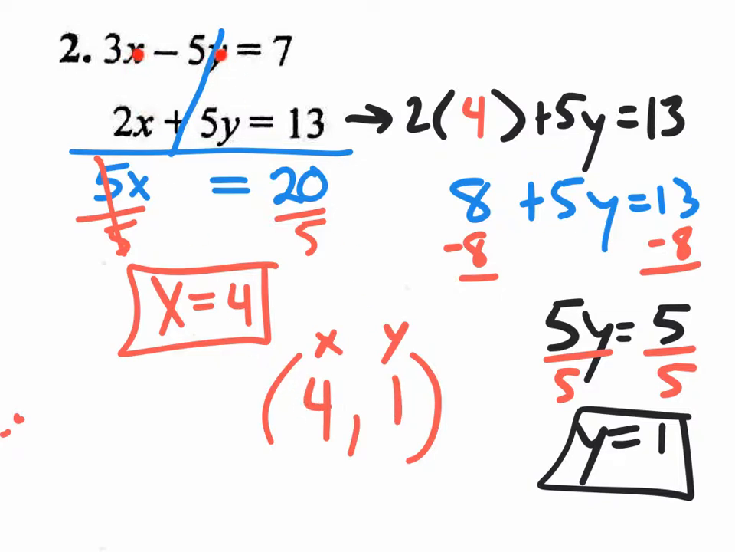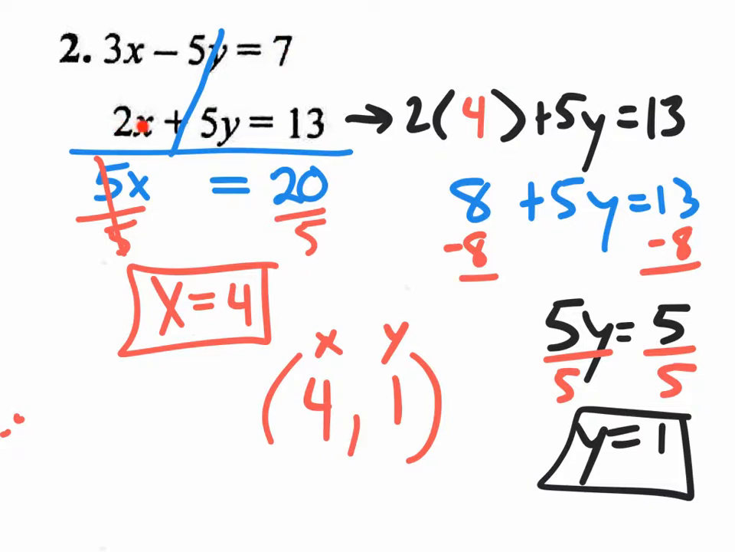I would use a calculator and type in 3 parenthesis 4 close parenthesis minus 5 parenthesis 1 close parenthesis, hit the equal sign, see if it does give you 7. It's really easy to check, especially if you have a calculator. You could just plug it all into the calculator, hit equal, and it should give you 7.